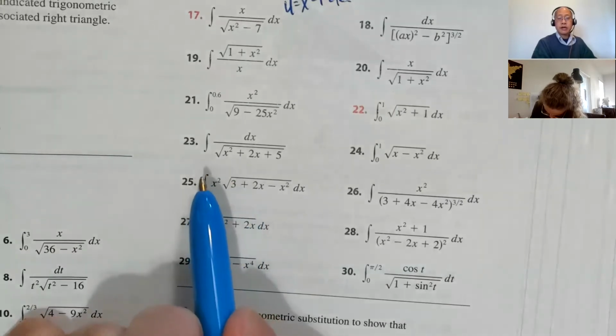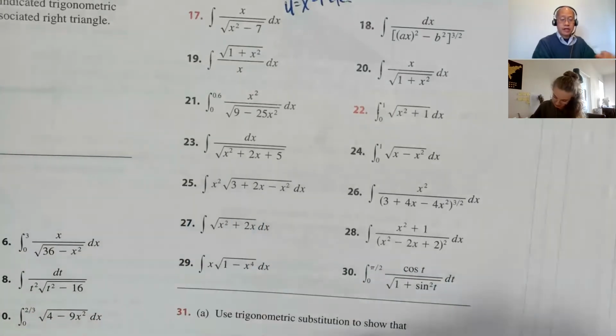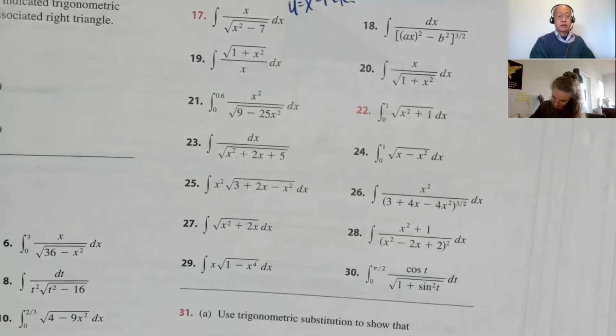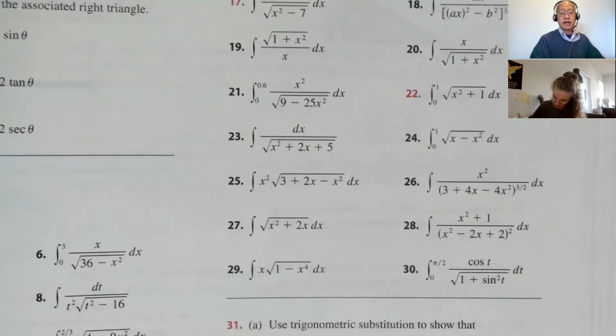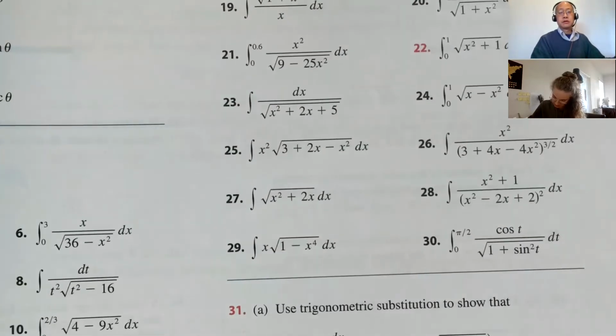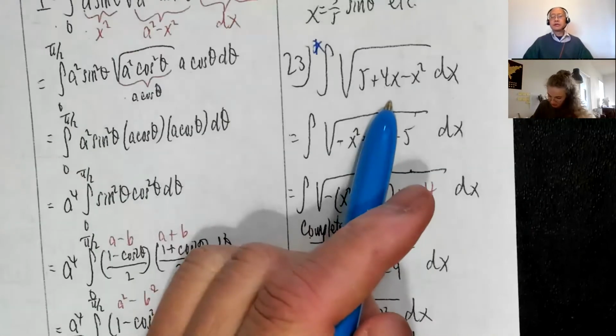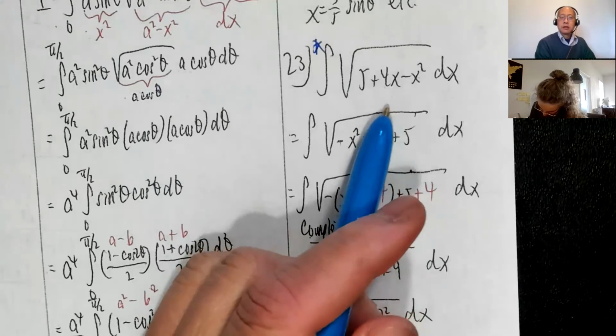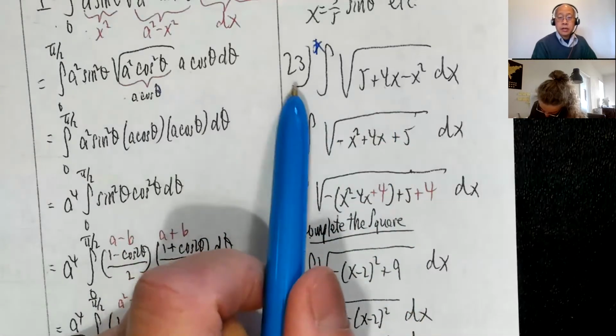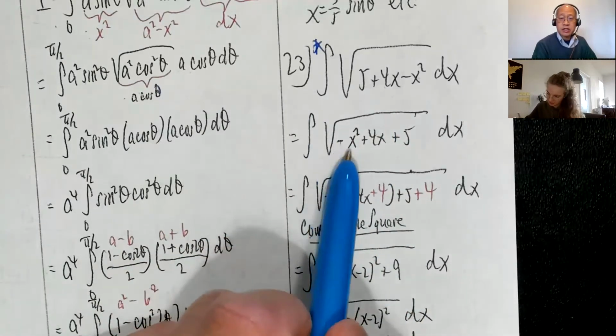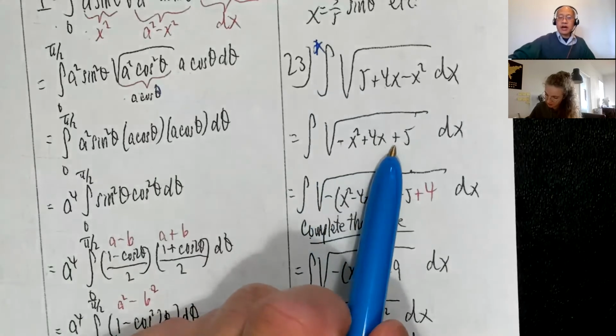So I'll address 23. It works in a similar fashion to my 23 star. But they actually made it easier. So x squared plus 2x plus 5. If I have time, I'll come back to it. But this is actually much harder. So what do I do with this? Okay, so write it like this: negative x squared plus 4x plus 5.